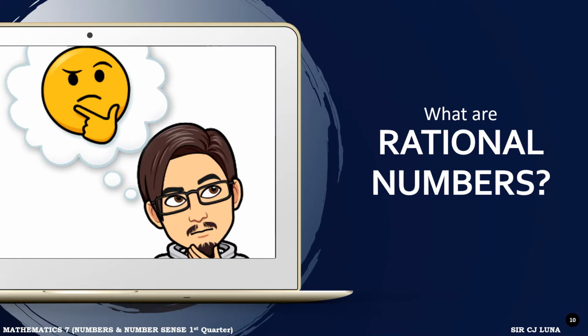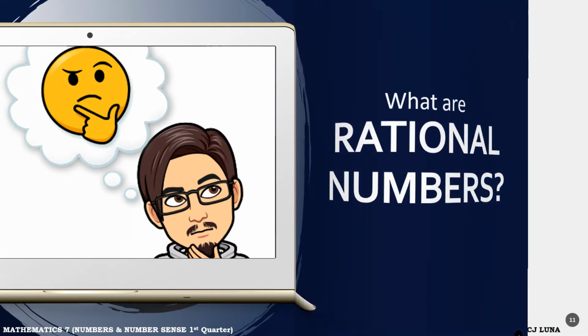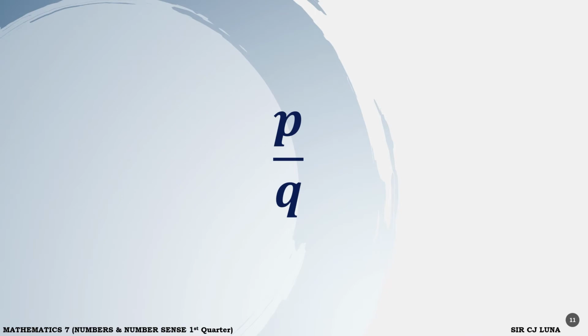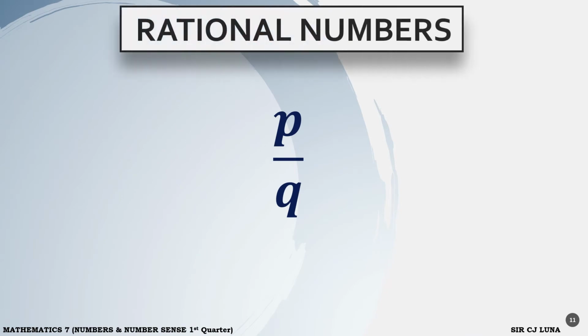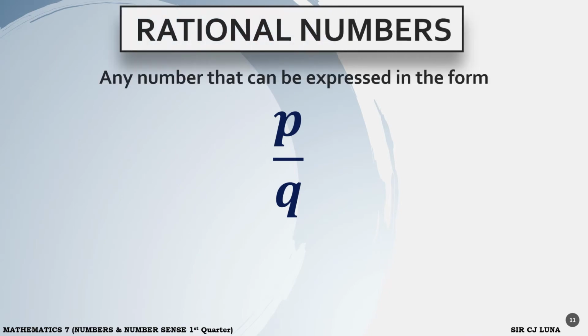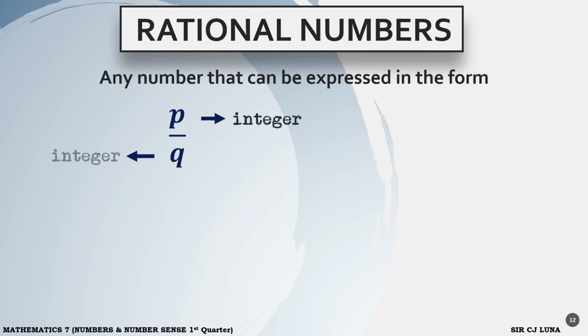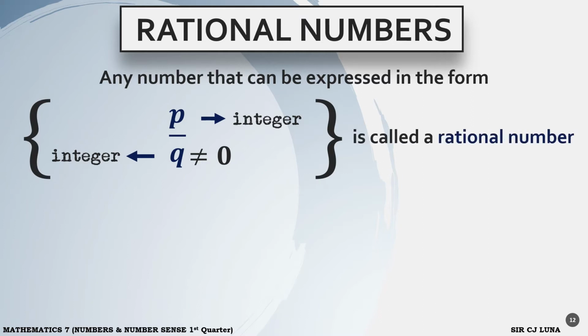So what are rational numbers? Any number that can be expressed in the form P over Q are rational numbers. P is an integer and Q is also an integer, wherein Q should not be equal to 0. So P over Q is called a rational number.